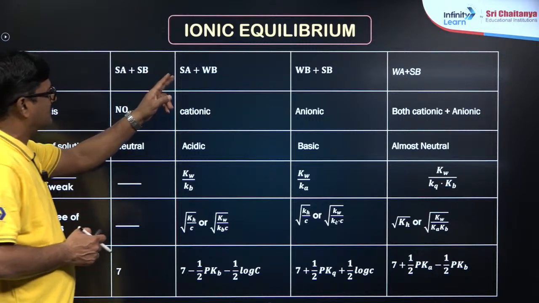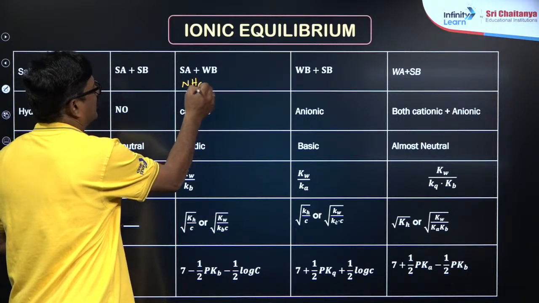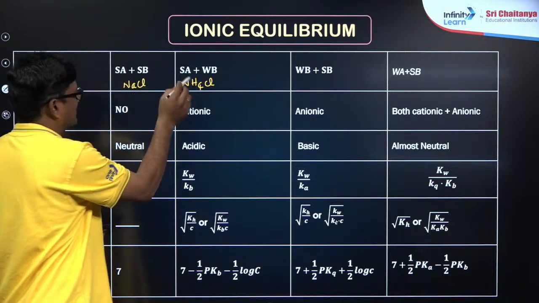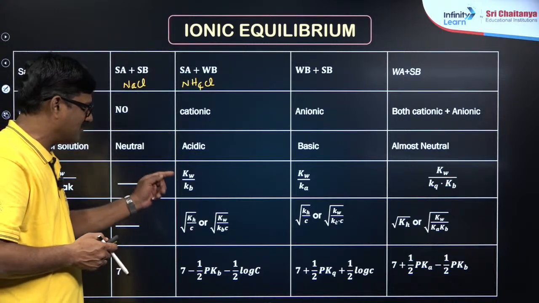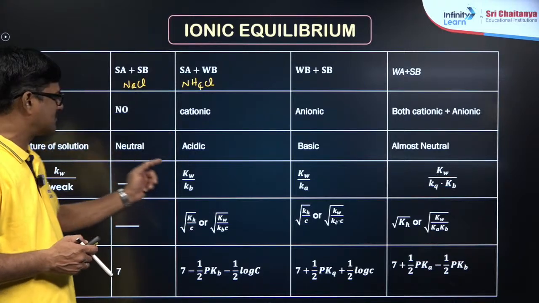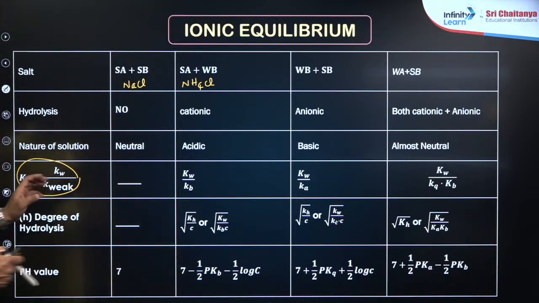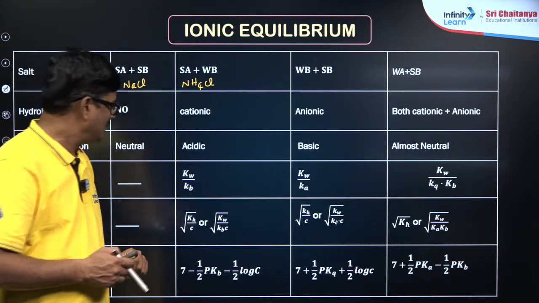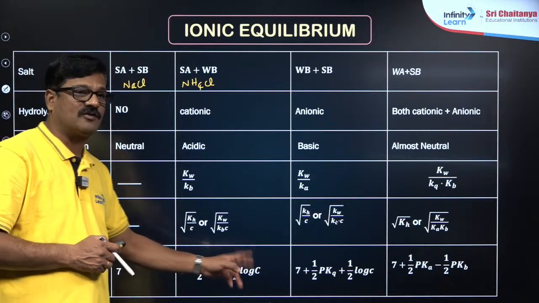If you talk about the salt of a strong acid and weak base, ammonium chloride is the well known example. Here sodium chloride is a well known example. Cationic hydrolysis takes place and it is acidic. The hydrolysis constant, always remember this trick, is Kw upon K weak, and the degree of hydrolysis h is root of Kh by C, and pH is 7 minus pKb minus log concentration.